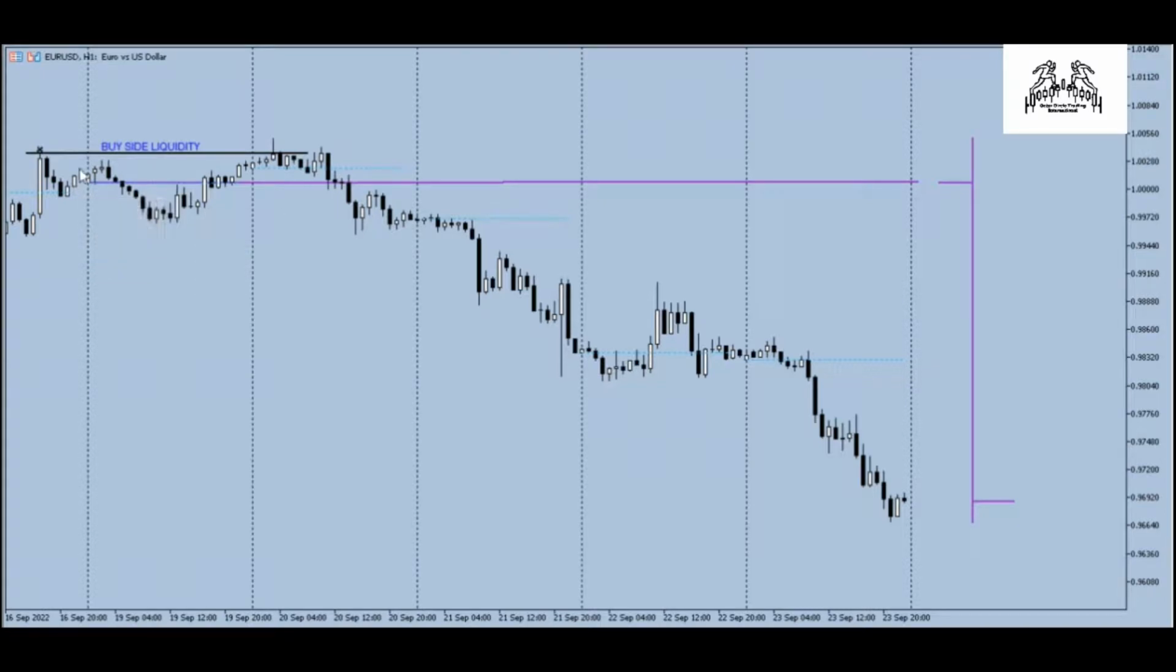the Sunday opening price, which is the equilibrium of the week. So above the Sunday opening price, you have to see that as an area of premium, an area where price is overbought. It is an area of supply, I can say, for those who are using other concepts of supply and demand.